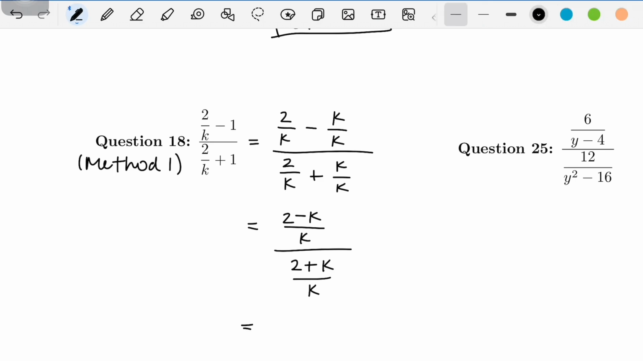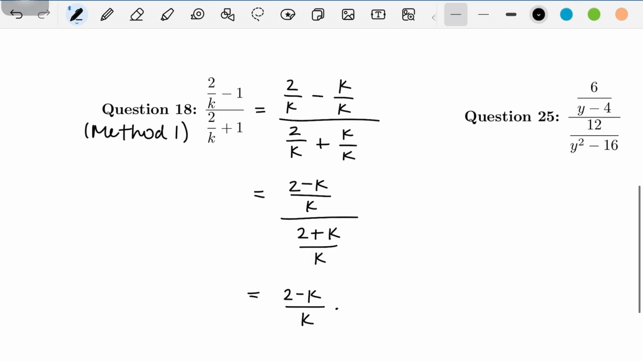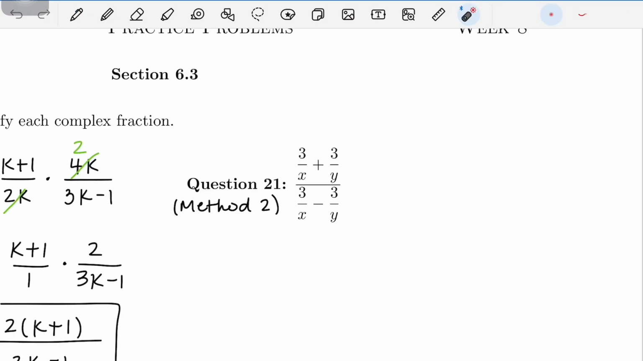So now we can multiply this guy by the reciprocal of the fraction in our denominator. So that would be k over 2 plus k. So doing so, these k's here will cancel, and we're left with 2 minus k over 2 plus k. And so this would be our final answer here. In the next several examples, we're going to simplify the complex fractions by using method 2.